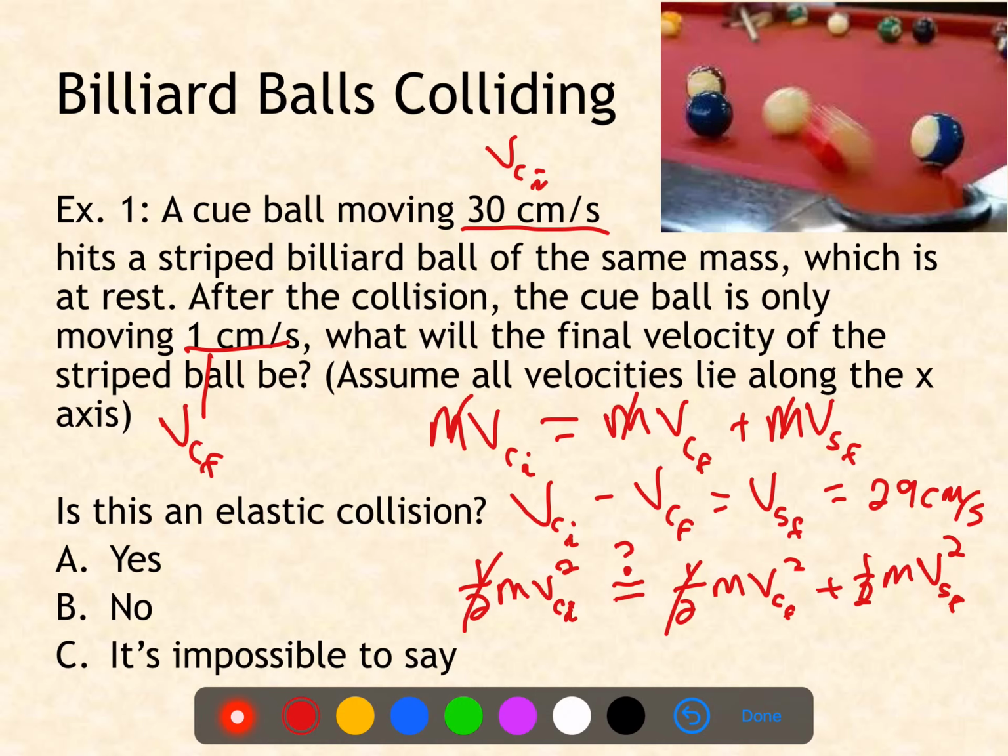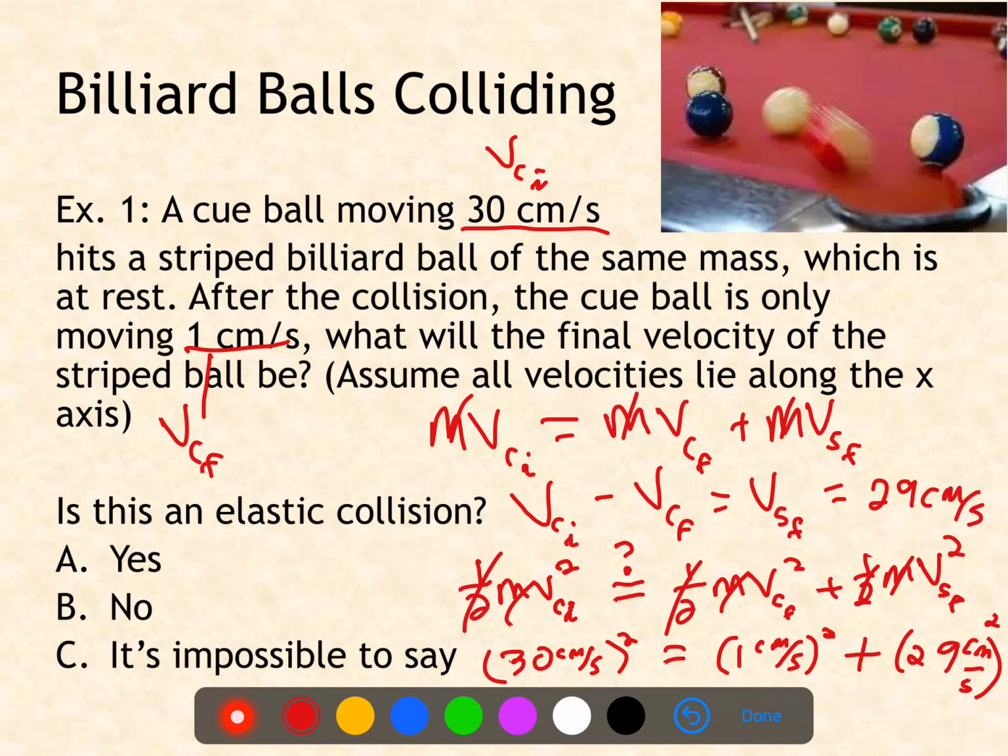The 1/2s cancel, the m's cancel again, and so the question becomes, does 30 centimeters per second all squared equal 1 centimeter per second all squared plus 29 centimeters per second all squared? The answer should be fairly obvious that this is not correct. And so the kinetic energy is indeed not conserved. So this is not a perfectly elastic collision.